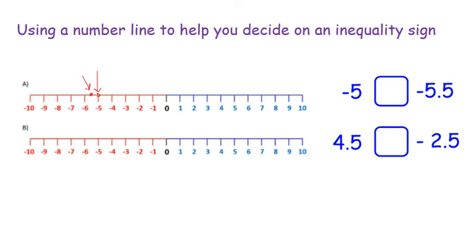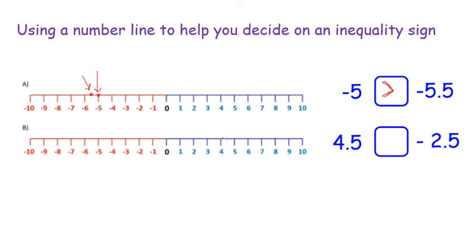-5.5. Now which one is closer to 0? -5 is, meaning that is the larger number. -5.5 is actually a smaller number because it's more negative than this one is. So -5 is greater than -5.5. Okay, but the next example, 4.5 is a positive number. -2.5 is a negative number, so we should know straight away that a positive number is greater than a negative number. But let's just prove that on the number line.